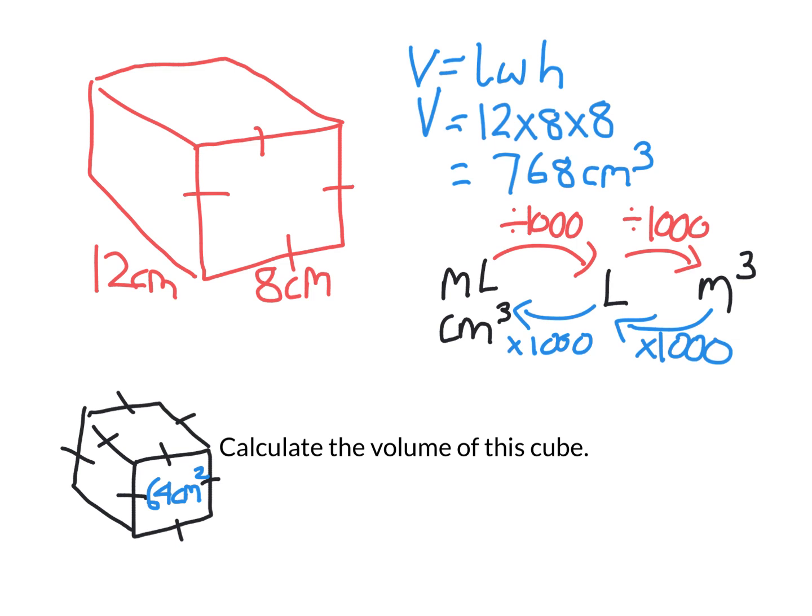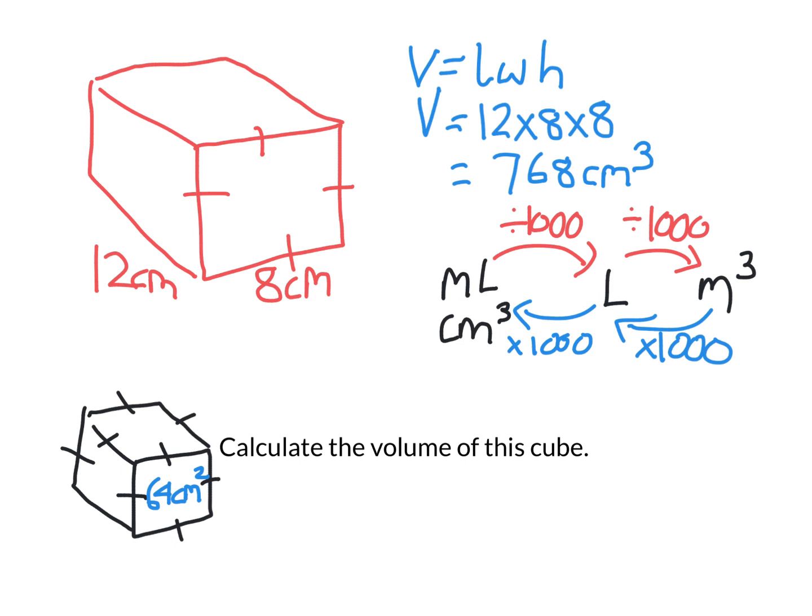So we're going to quickly look at converting between units of capacity and units of volume. Cubic units like centimeters cubed and meters cubed are units of volume. Units like milliliters and liters are units of capacity. This chart, which you can put on your cheat sheet if you want, tells you how to convert between units of capacity and units of volume.